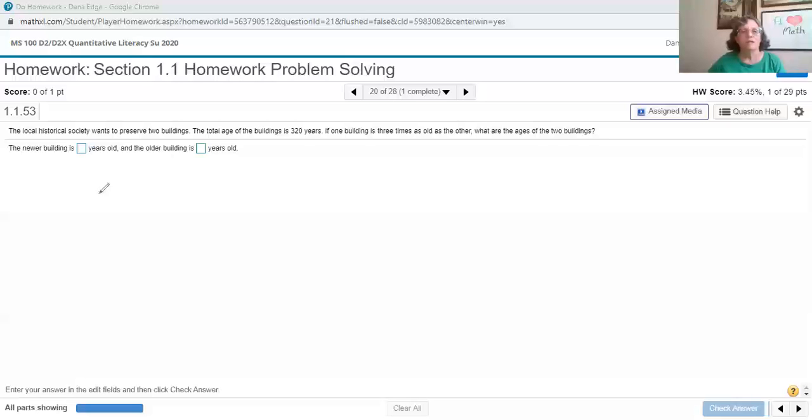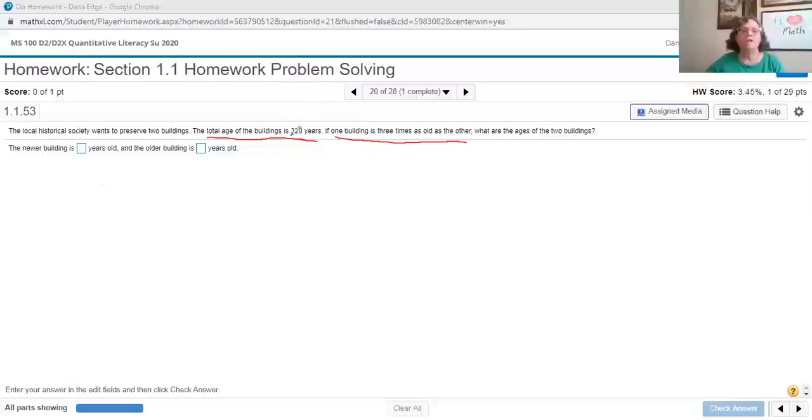This is problem 20 in section 1.1. The local historical society wants to preserve two buildings. The total age of the buildings is 320 years, and one building is 3 times as old as the other.